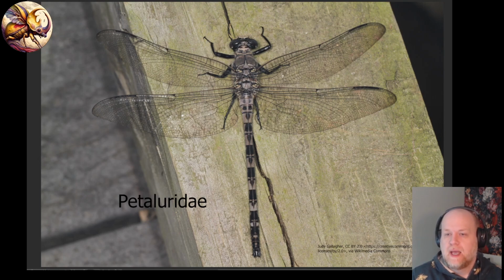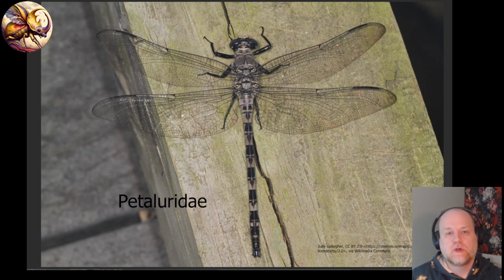And then finally, we have the petaltails, which are the petalurids, sometimes called the graybacks. And they are called the graybacks because they are usually gray and black. Very, very easy. These are the most primitive family of the dragonflies. They frequently, on the females, will have a very long ovipositor. They are very large dragonflies, grayish brown, or gray, brown, black, kind of neutral colors.